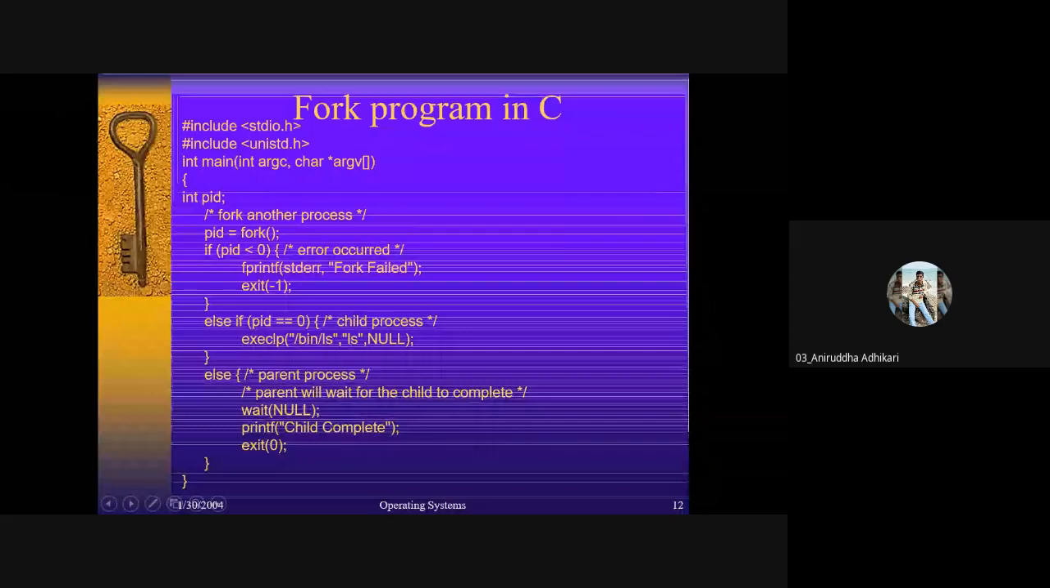So the file is basically in here, /bin/ls. You can write anything else.